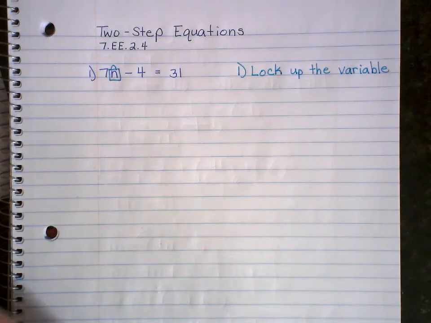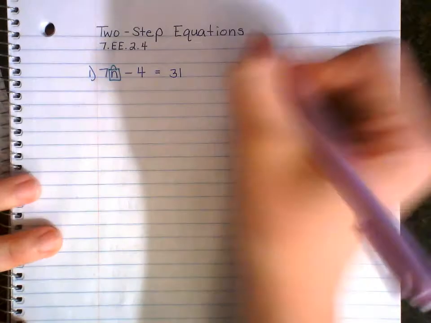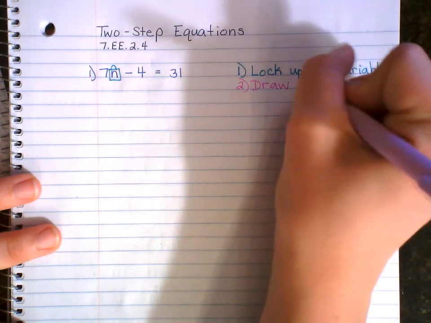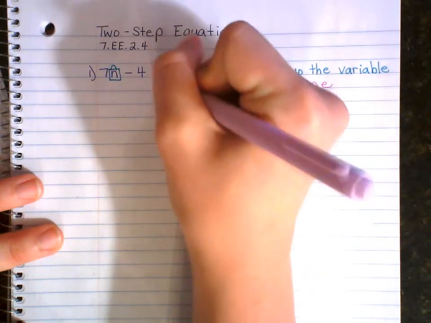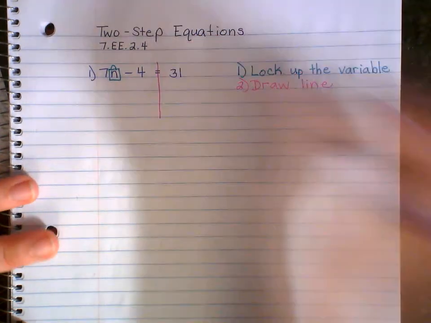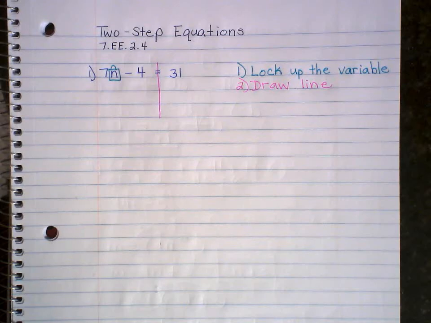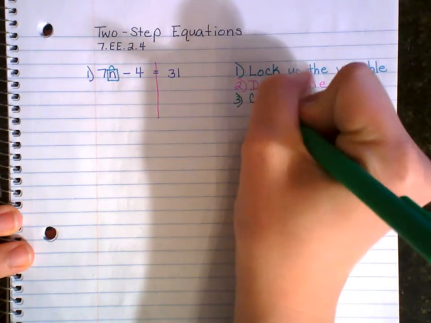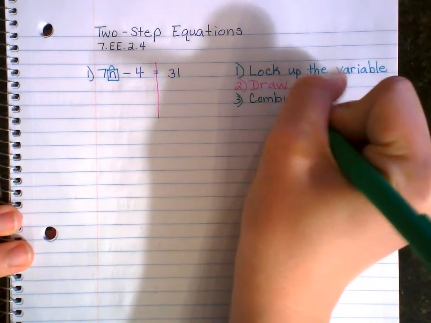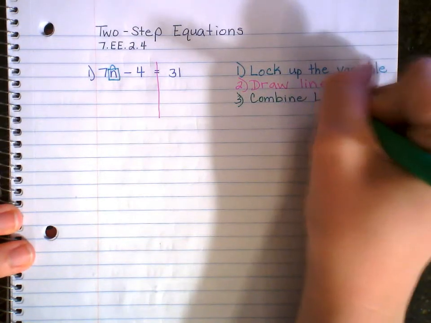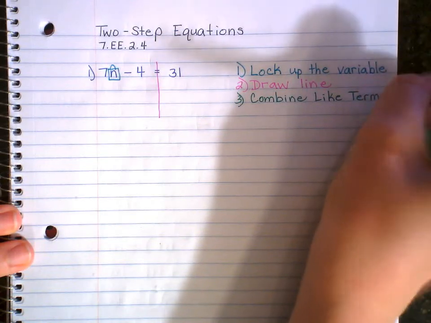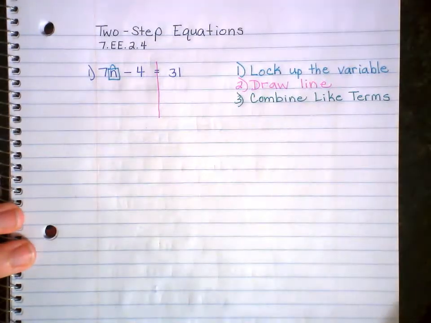All right, step 2. Draw a line. So we're going to draw the line down the equal sign. It separates our two expressions. And then step 3. What color? Green. Combine like terms. So this is why we're focusing so much on making sure we understand what like terms are and how to combine them. Step 3, we combine like terms.